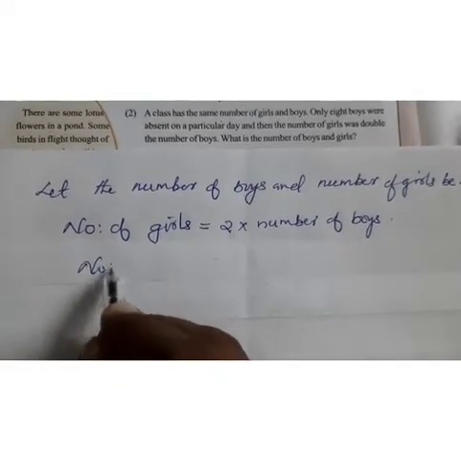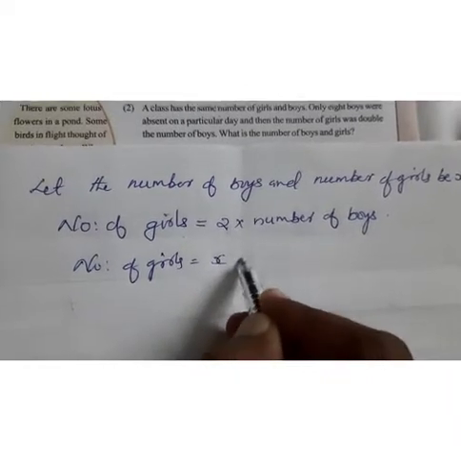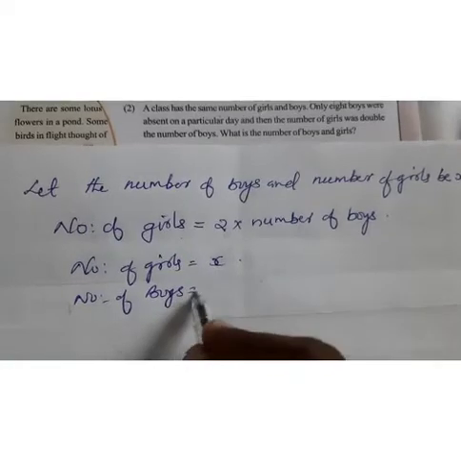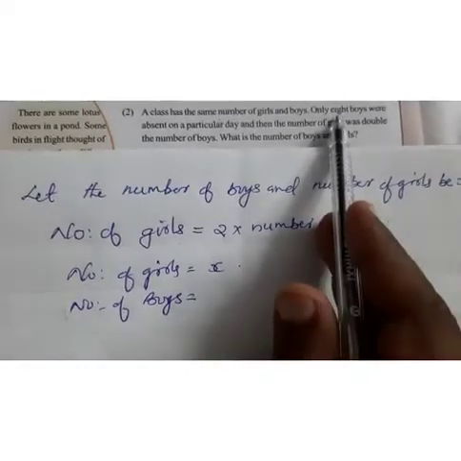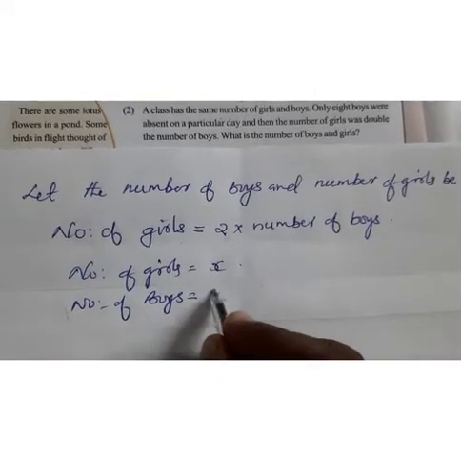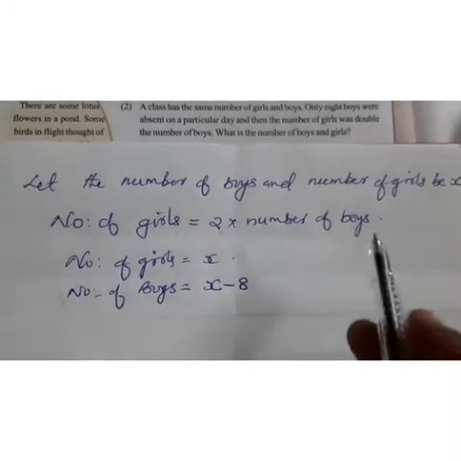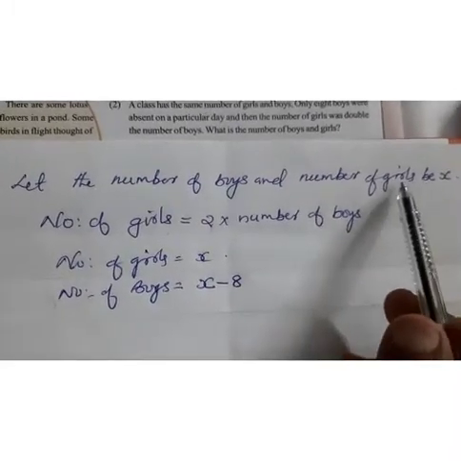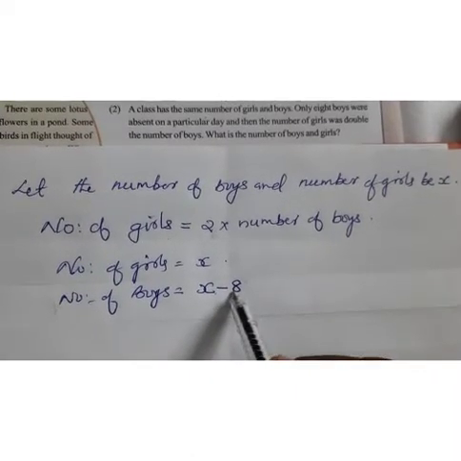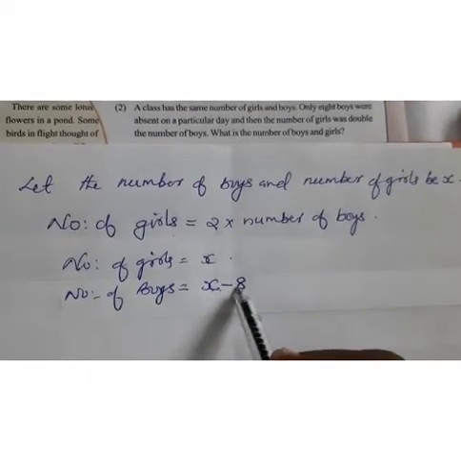Then the number of girls, you can keep it as x. So what about the number of boys? How many are absent? 8 were absent. So from x we can subtract 8. Why? Because the number of girls and boys are the same. On a particular day the boys were absent. How many? 8 are absent. So from x, 8 should be subtracted.